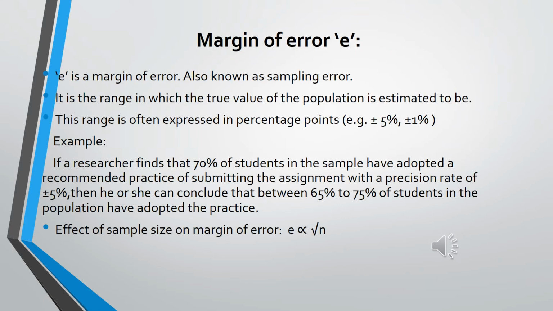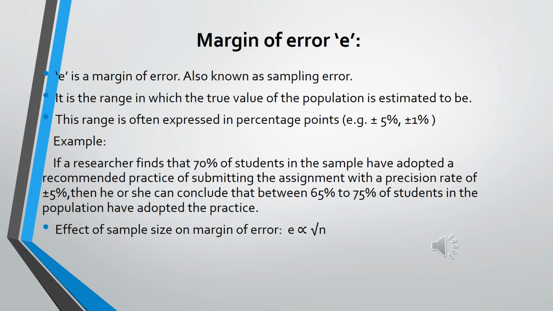Now, one of the elements which will be required to determine sample size is the margin of error. Margin of error is denoted by small e and is also known as sampling error. So, what is sampling error? Sampling error is a variation from one sample to another.